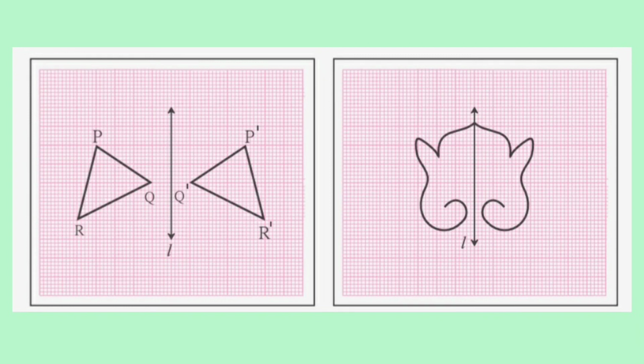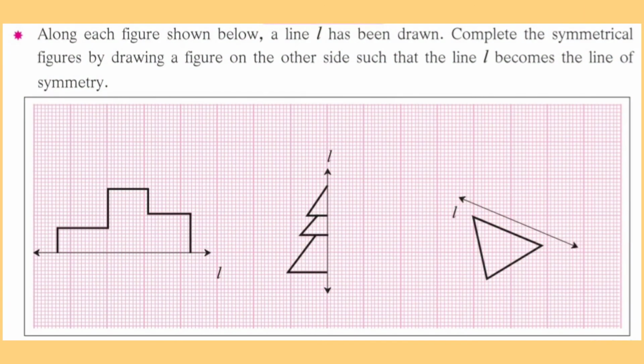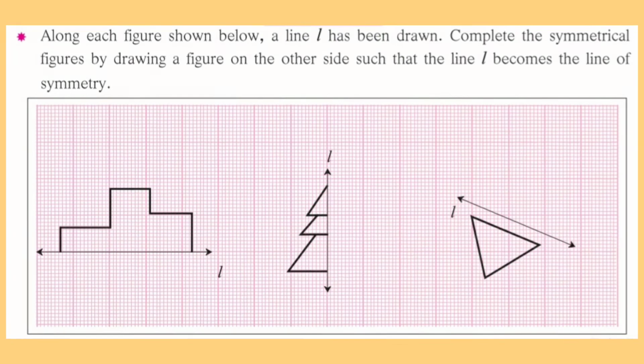Similarly, in the figures, the line L divides the figure into two parts. So, these two parts are symmetrical to each other. Students, now we will do practice set 21. In this, we have to complete the symmetrical figures by drawing a figure on the other side such that the line L becomes the line of symmetry.